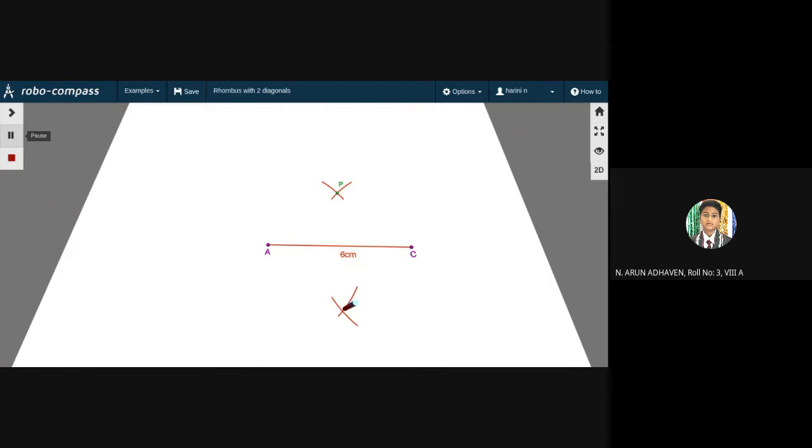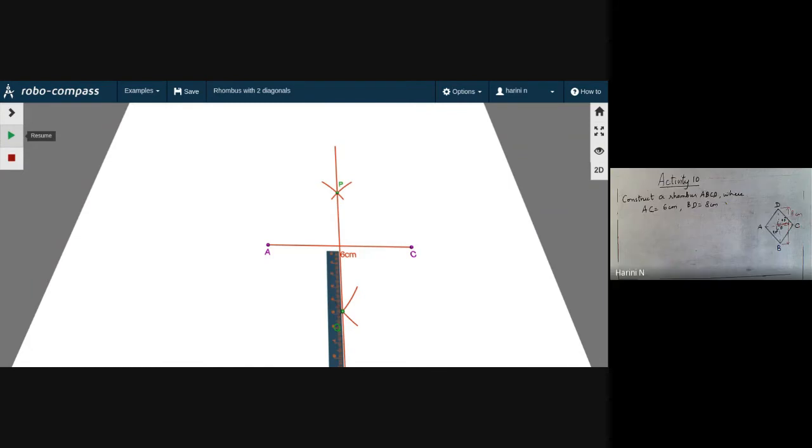Ma'am, but when we cut the arc for the BD, it is now only 6 centimeters. BD is 8 centimeters, ma'am. Are we not going to extend and take 8 centimeters? Wait, nothing to worry. First join the perpendicular bisector and get the point O, where it is intersecting your AC. Till there, have you completed? Yes, ma'am. The point of intersection should be O.